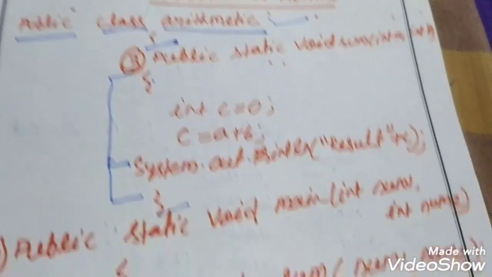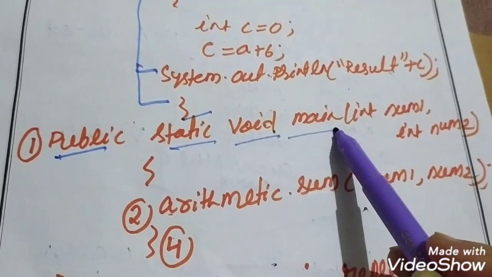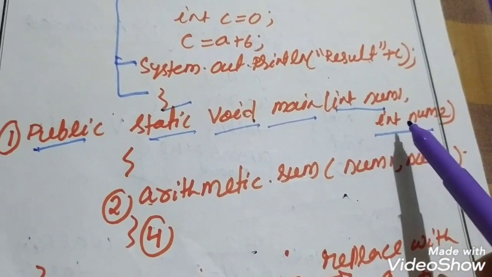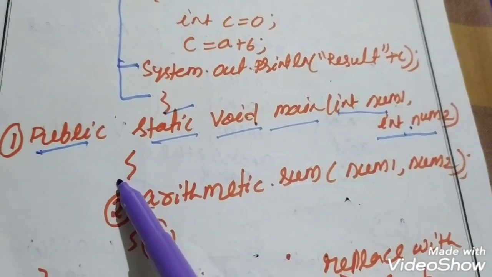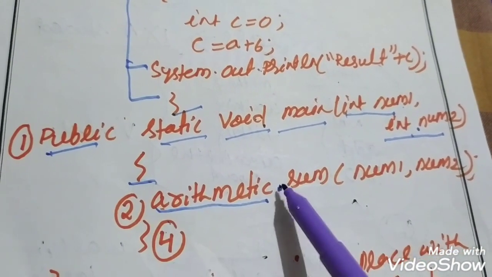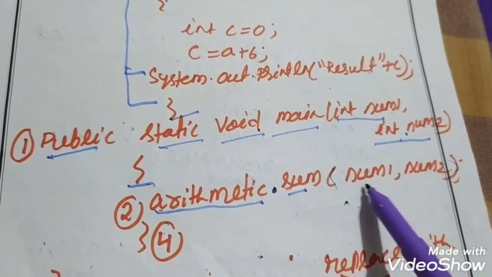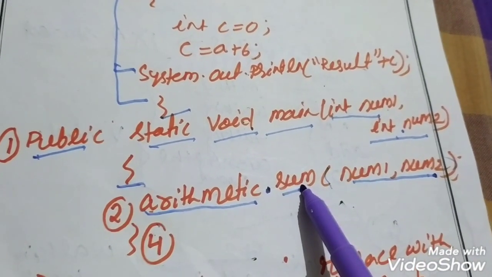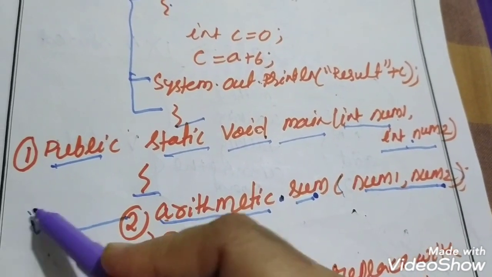Then the main method has to be written: public static void main, and in this main, int norm1 and norm2, two arguments are written, which will be input by the user from the keyboard. Then the Arithmetic class, dot, the name of the method followed by the parenthesis, and along with it the arguments are written. Here in this line it is invoking the method.